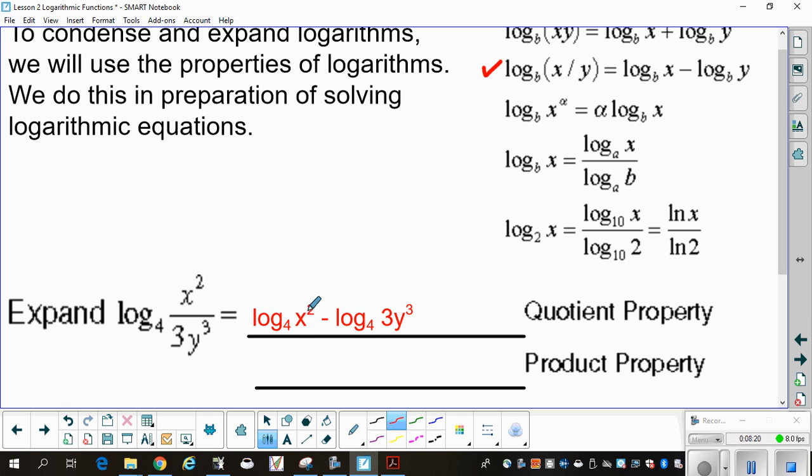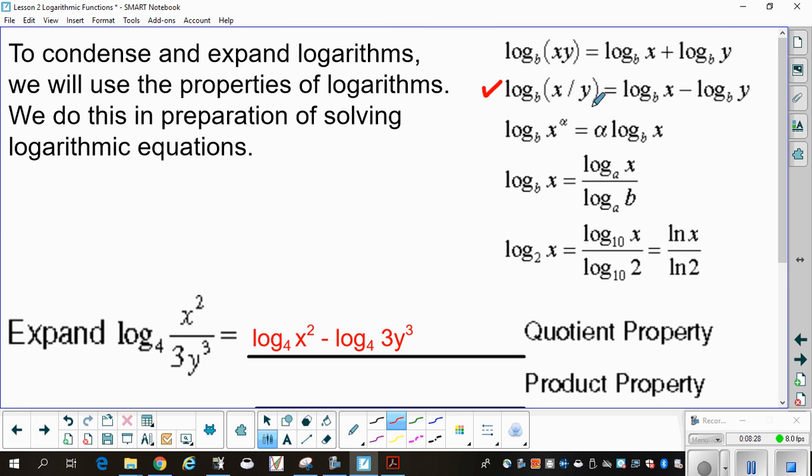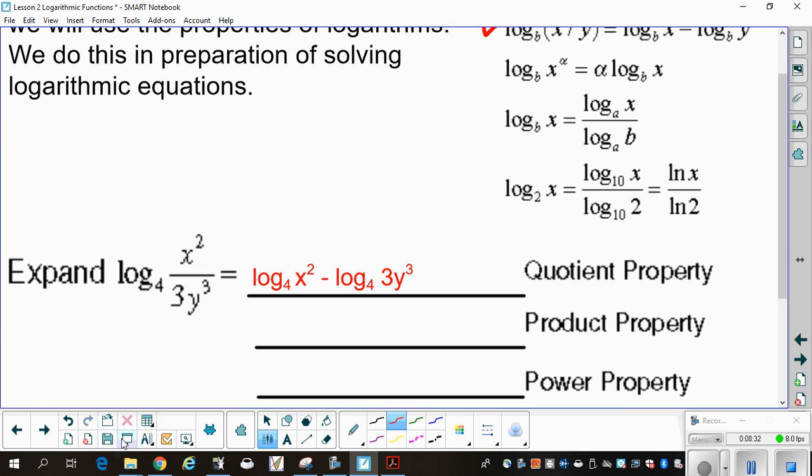Now, I have an exponent, but I also have multiplication here. Well, I can use my product property. 3 times y cubed, I can separate it so that it's addition. So I do that. But now notice I put parentheses in because I'm still subtracting this whole thing.